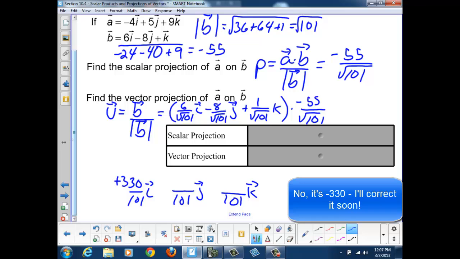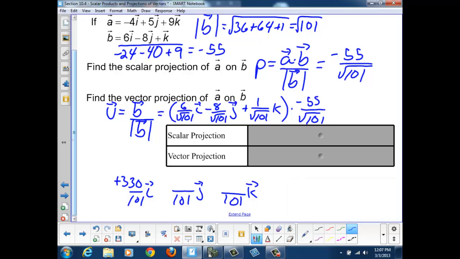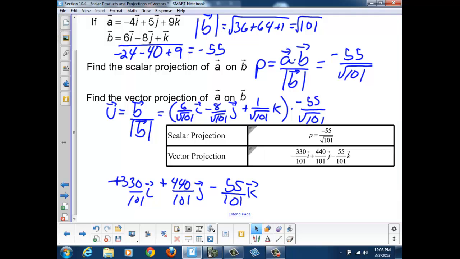I multiply negative 8 times negative 55 and get positive 440, so 440 over 101 j. And then I multiply 1 times negative 55, which gives negative 55 over 101 k. So my scalar projection as we calculated was negative 55 over the square root of 101, and our vector projection is negative 330 over 101 i plus 440 over 101 j minus 55 over 101 k.